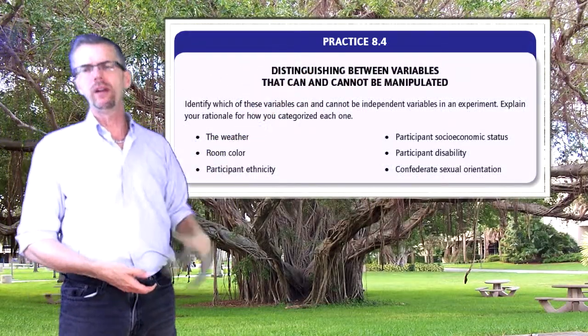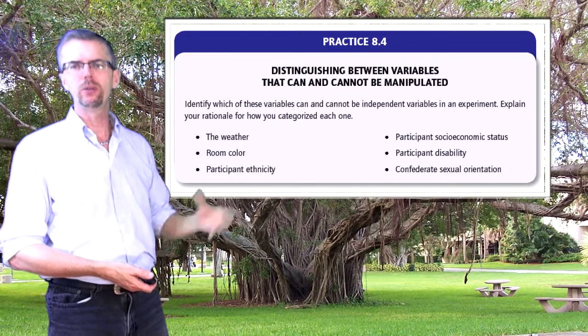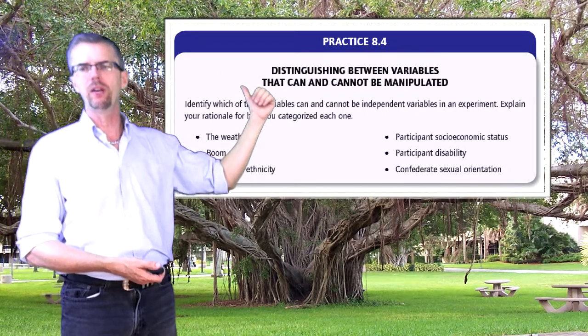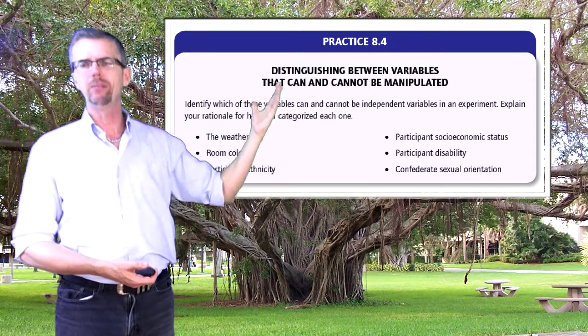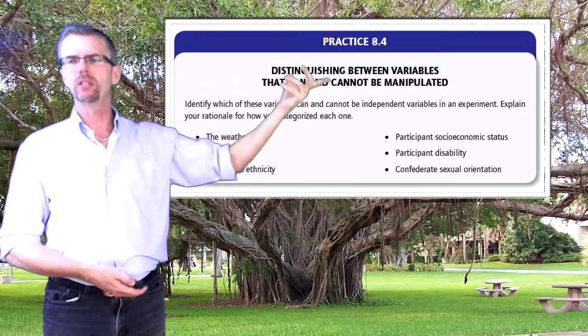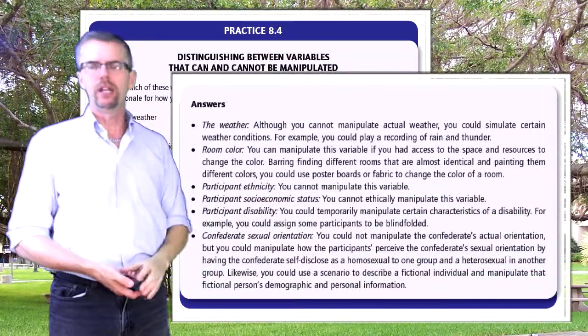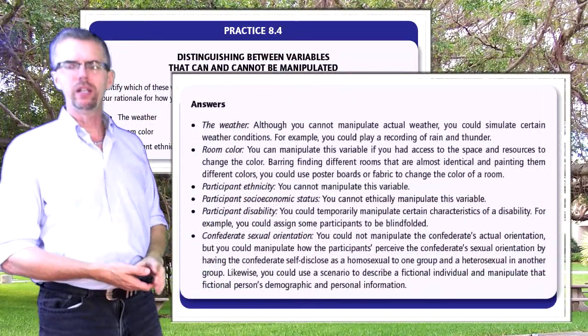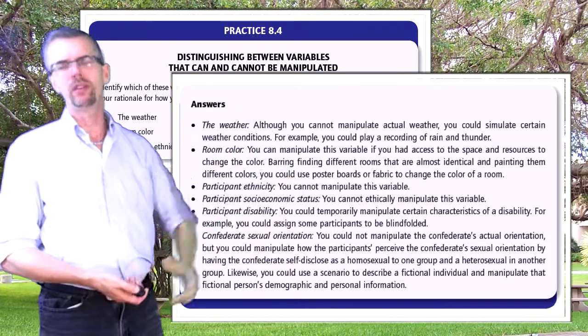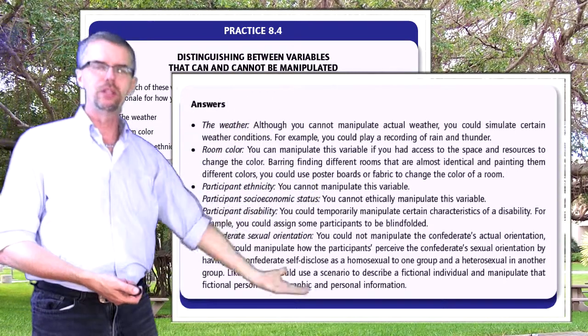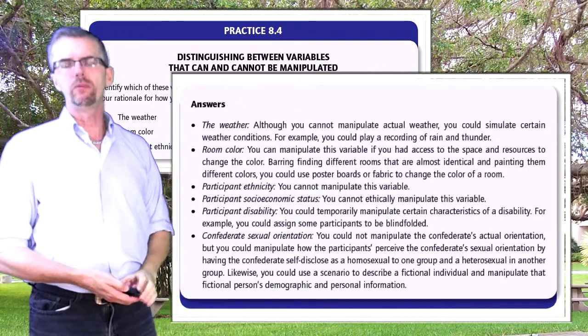Practice 8.4 is a good exercise for you. I want you to do that. What 8.4 is asking you to do is to identify which of these variables can and cannot be independent variables in an experiment, and then you have to say why they cannot be. And it has to do with the manipulations. And the answers in the back are very good, and you can go back to Appendix A and check your answers, or just read through this to see if you're able to pick them. And if there's any answer that doesn't make sense, then you need to do a little more thorough reading of this section.